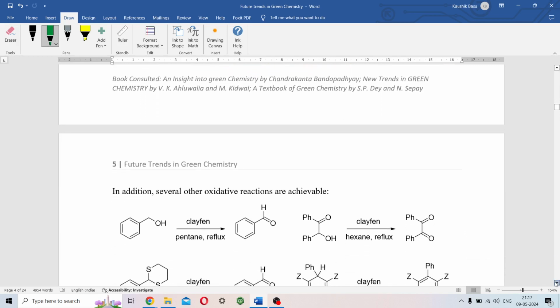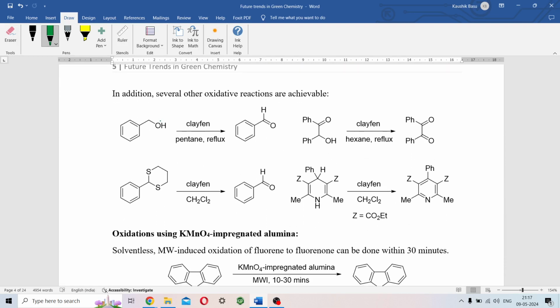I have given quite a few more examples of that. If you treat benzylic alcohol with clayfen, then you can access benzaldehyde. Oxidation of benzoin will give you benzil. You can deprotect the S,S-thioacetal, the 1,3-dithiane derivative, to unmask and reveal the corresponding aldehyde group. You can use clayfen for that purpose as well.